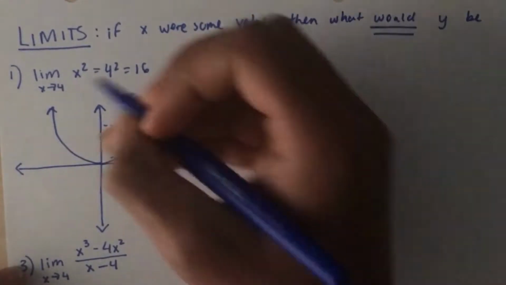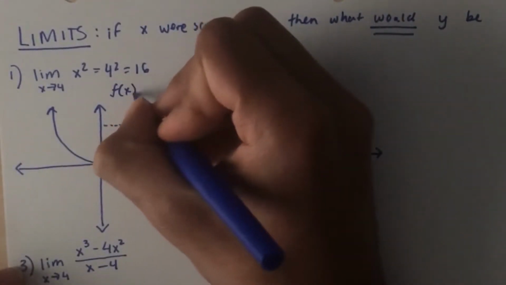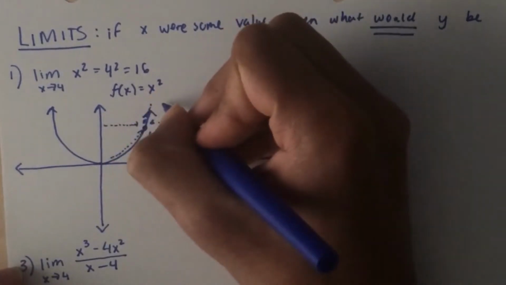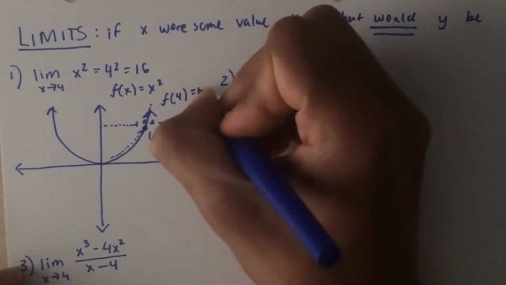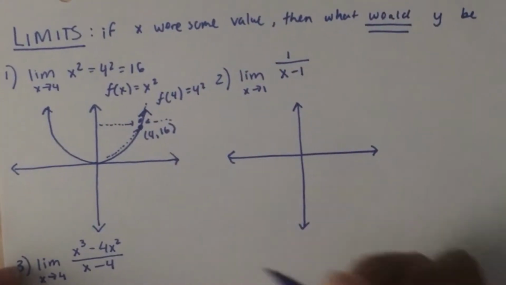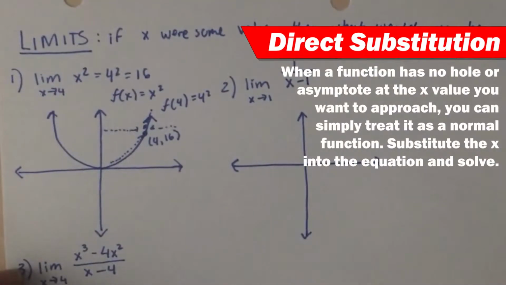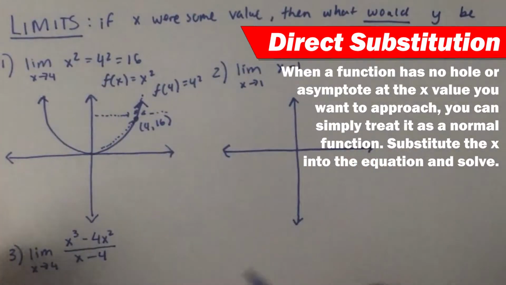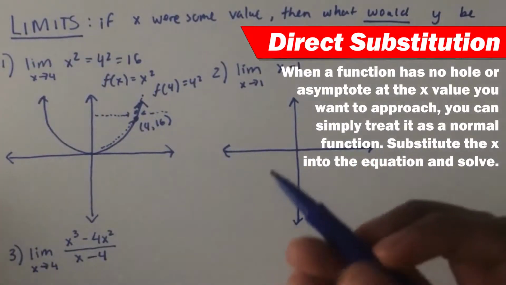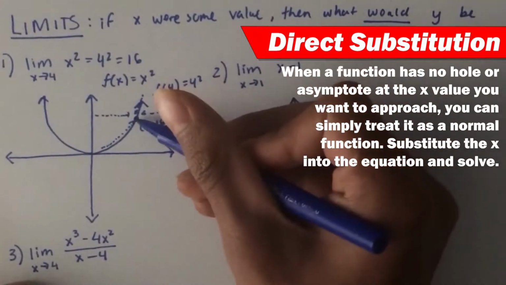And you're like, hey, wait a minute. That's no different from if f of x were x squared, right? And that's no different from f of 4, right? That's the same thing as 4 squared. And you're right, it's just direct substitution. And so this is how limits can be, it's almost just algebra, right? But it's the idea that we're approaching something.